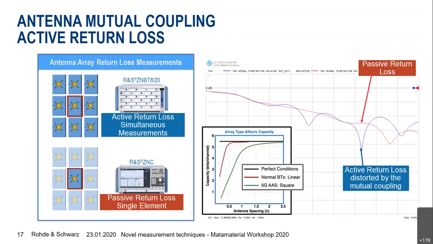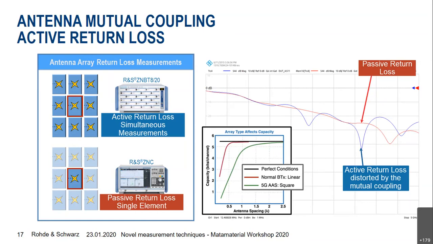So yes, we do have network analyzers, as you can see here, the ones which do what we call passive return loss, single element return loss measurements, but also those which do active return loss, simultaneous measurements. As you can see, there is a screenshot on the right-hand side of both the passive return loss and the active return loss. The passive return loss shows a very beautiful picture, but the active return loss shows that it has been distorted at certain frequencies, maybe going better at certain frequencies. Maybe this is the required frequency where the mutual coupling effects are much better because of good isolation between the antennas or some other effects. This can then be used to further optimize our design, to check at which frequency we really require the mutual coupling effects to be much lower and so on.